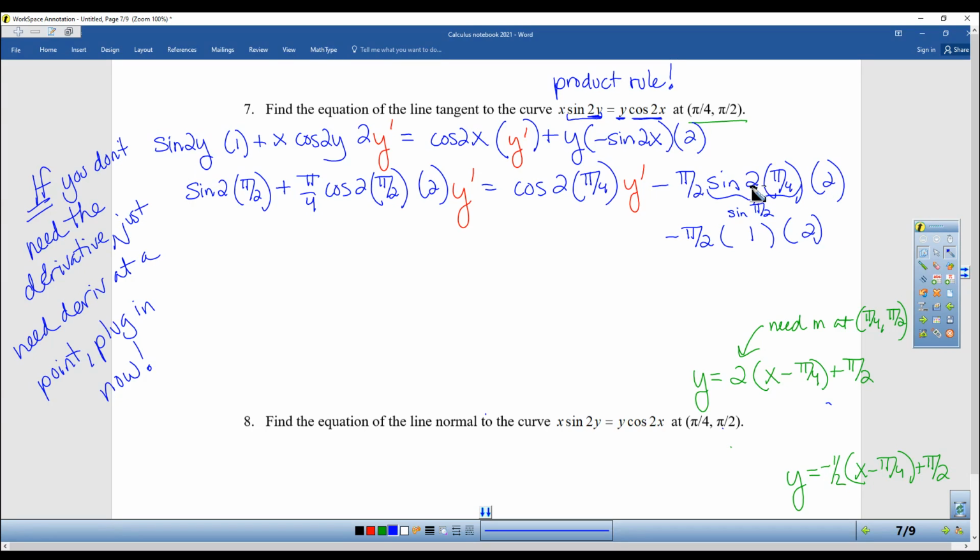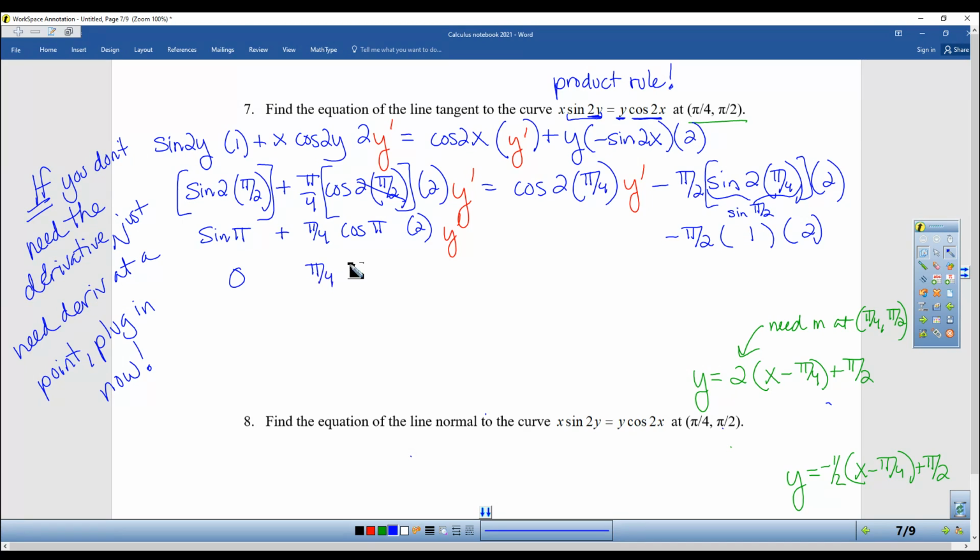This 2 doesn't cancel with this 4. It's separate. Same thing here. This 2 is separate. That's cosine of 2 times pi halves, 2y. And this one I could put it around, but it doesn't really matter. So this becomes sine of pi, which becomes 0. Oh, that's nice. Plus this becomes cosine of pi, which is -1. Cosine of pi is -1.